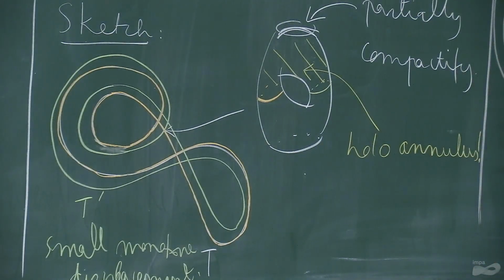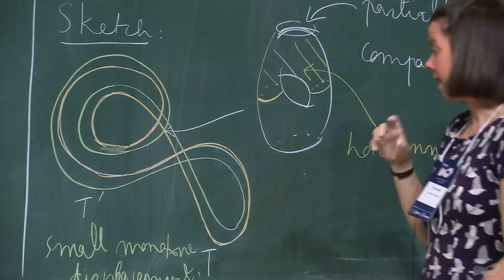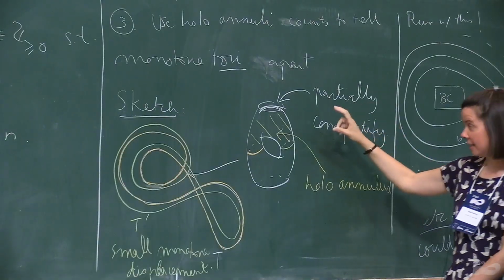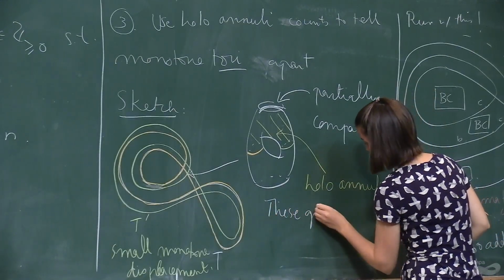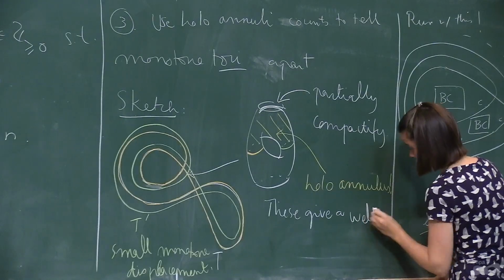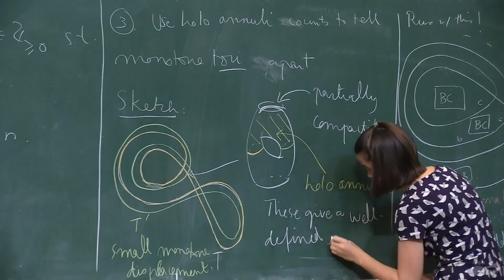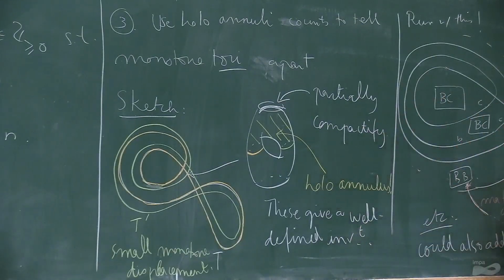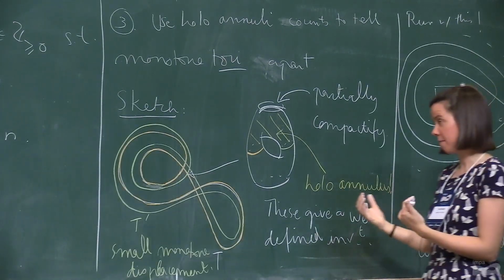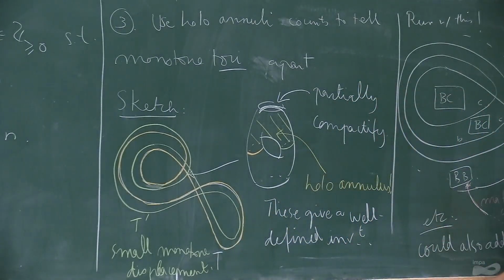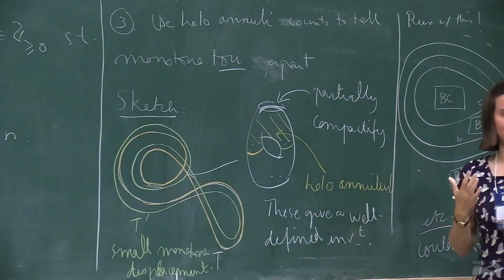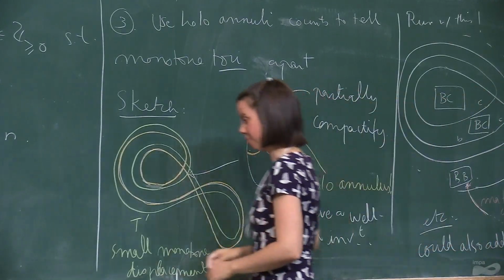And I'm not going to say very much about them because I could give a whole lecture just about things you can do with holomorphic annuli. But I just want to advertise the fact that for this kind of example, these give a well-defined invariant. There are lots of more complicated examples where there are holomorphic annuli, and one would hope that they give invariants, but the analytical work to prove that, which I haven't done, is still to be done. I want to advertise the existence of these ones as encouragement for everyone to think more about holomorphic annuli.